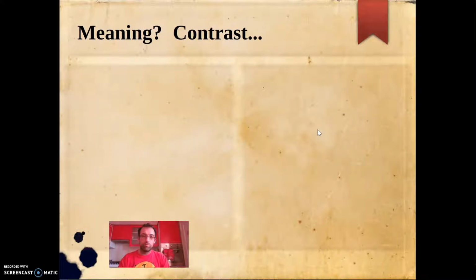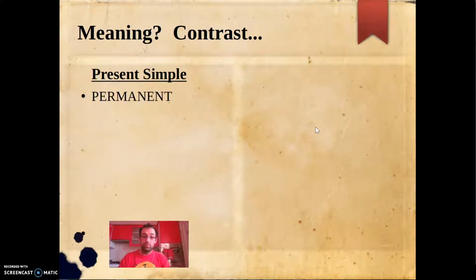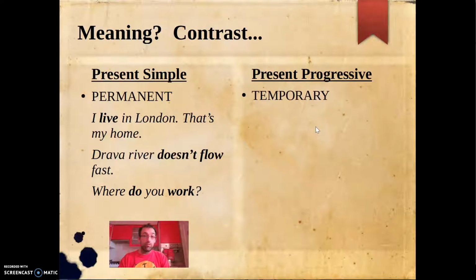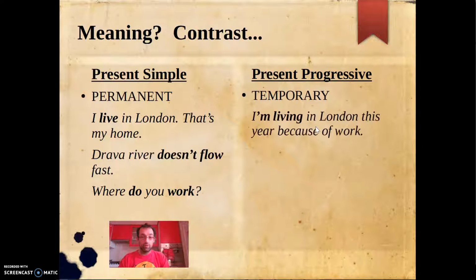Now the most important thing probably is the contrast between those two tenses, how they're used. The present simple is used for actions and states which we can say are permanent. I live in London, that's my home. The Drava river doesn't flow fast. And we ask someone, where do you work?